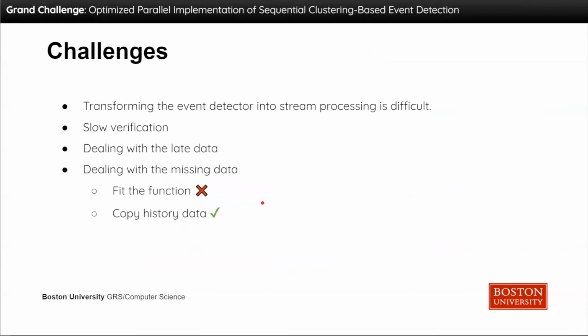We faced many challenges while designing our strategy and implementing the parallel algorithm. The first one is transforming the prediction algorithm into stream processing. We first tried to divide the processing logic of the event detector into separate parts, as Flink operators. However, the workflow of the event detector is highly complex. So we decided to keep the whole algorithm inside a single operator and focus our optimization efforts on other parts.